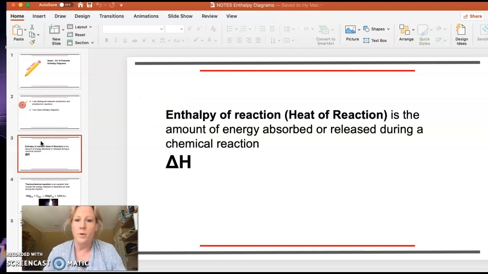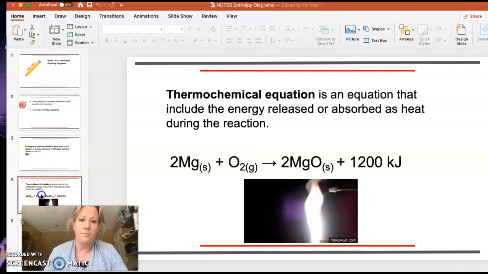So enthalpy of a reaction is also known as the heat of the reaction. It's the amount of energy, so we're talking about kilojoules, joules, calories, kilocalories, absorbed or released during a chemical reaction. And the symbol is delta, change in enthalpy, H. So remember, it says chemical reaction here, but this can also be used for any physical change, like a phase change too.